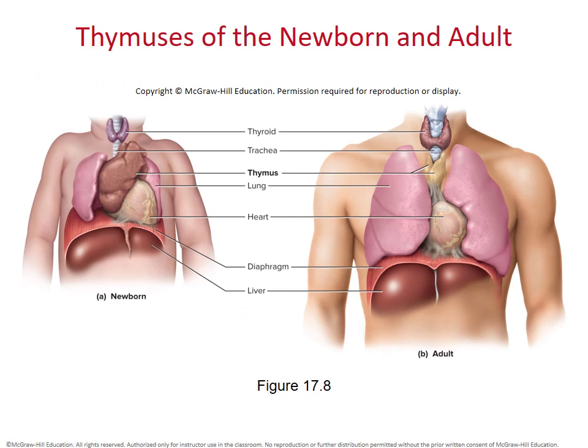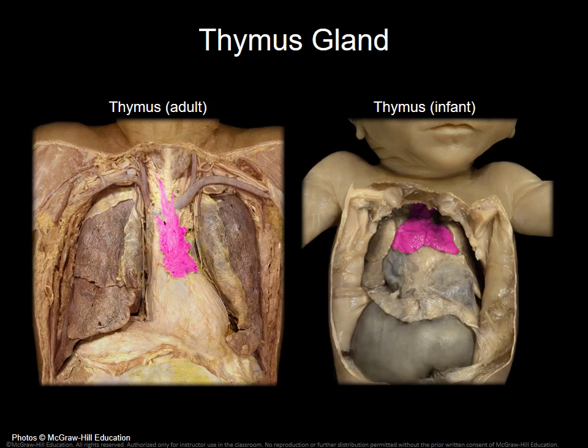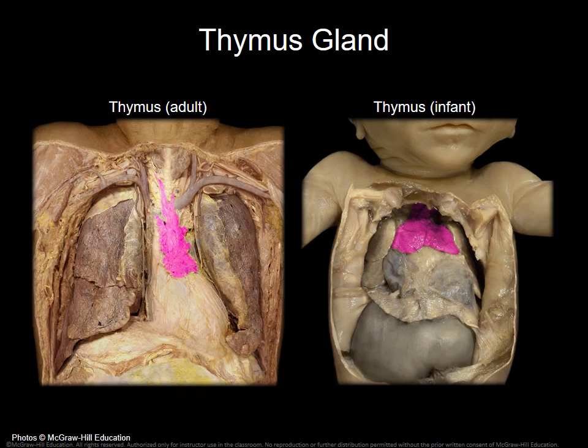And here again we see the location of the thymus between the lungs above the heart, very large in a newborn, much reduced in an adult. And here we see actual cadaver photos of the thymus in newborn on the right and adult on the left.